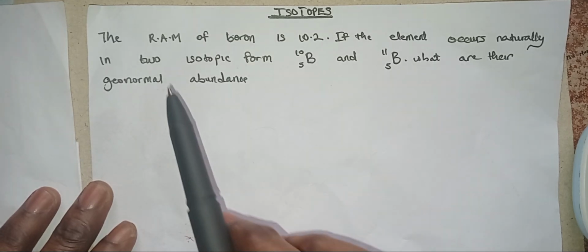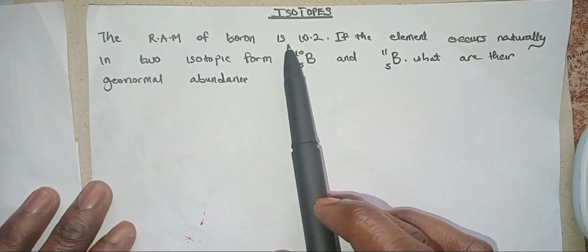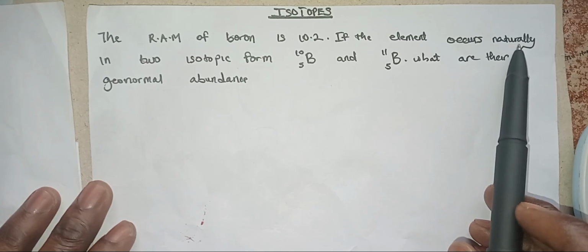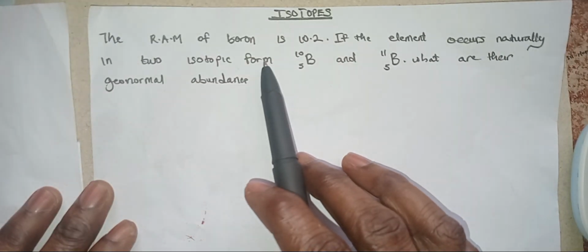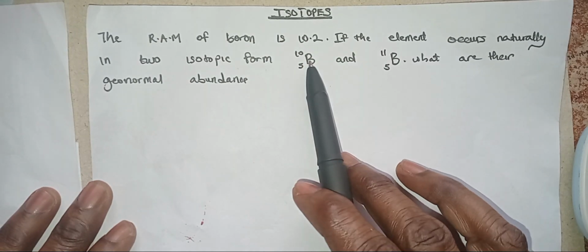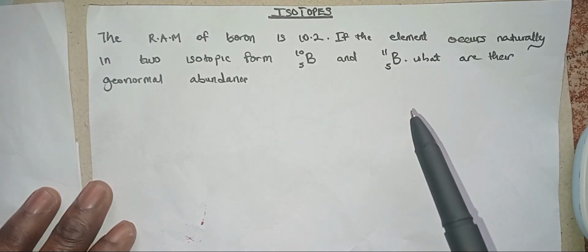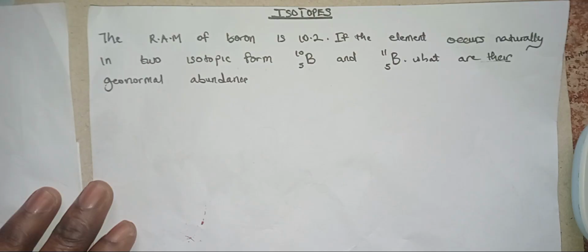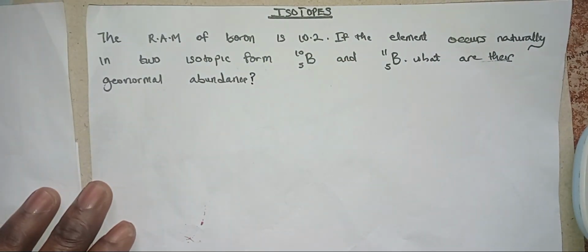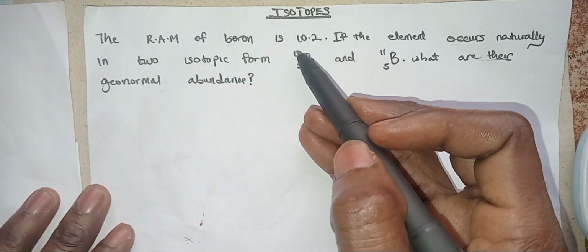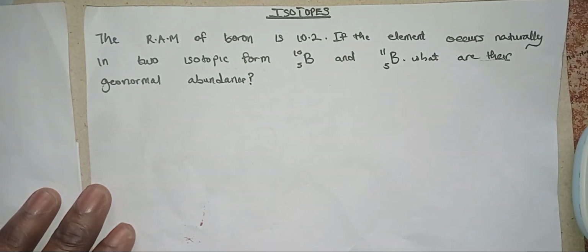So the question we have here is this: the relative atomic mass of boron is 10.2. That's their relative atomic mass. If the element occurs naturally in two isotopes, with isotopic forms 10, 5, B, where B is the symbol for boron, and the second one is 11, 5, what are their percentage abundances? We should find the abundance, and in our last class, I explained that abundance is always mentioned in percentage. The first mass, mass one, is 10, and the mass two is 11.